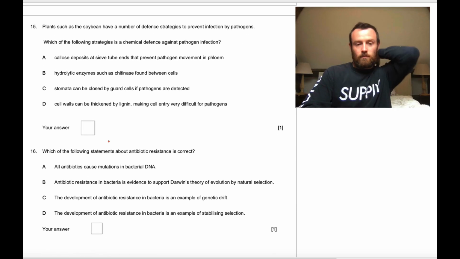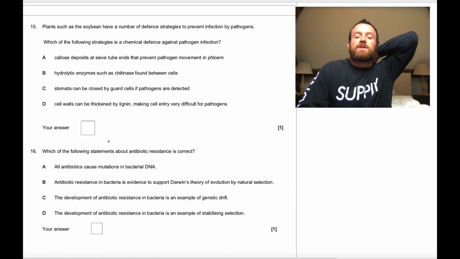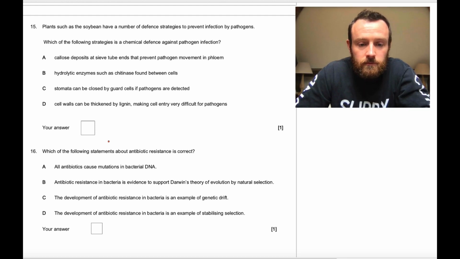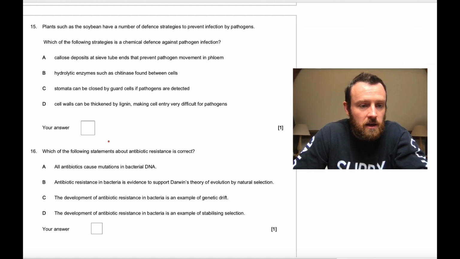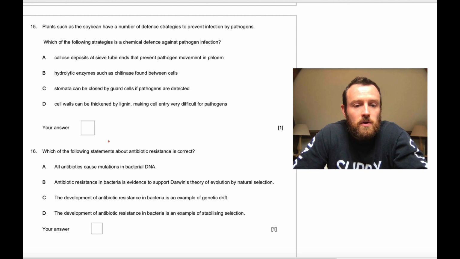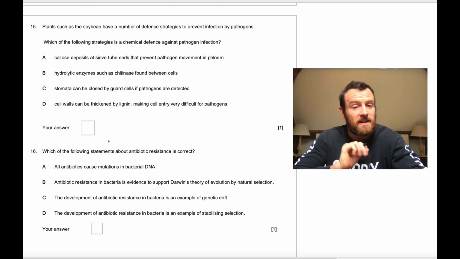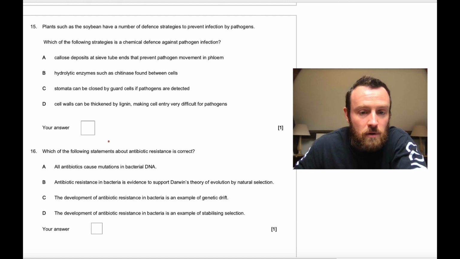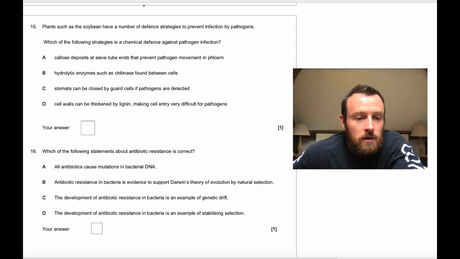15 and 16. Pause the video if you need to do these two questions. And now let's get going. Okay, so plants such as the soybean have a bunch of different defense strategies. Which is a chemical defense against pathogen infection? Okay, right. Ooh, okay. Callose deposits, hydrolytic enzymes such as chitinase found between cells.